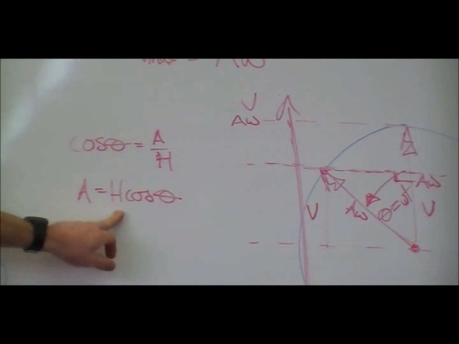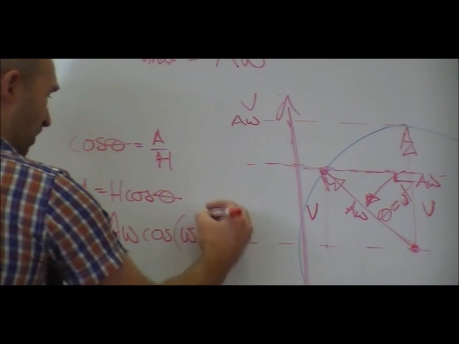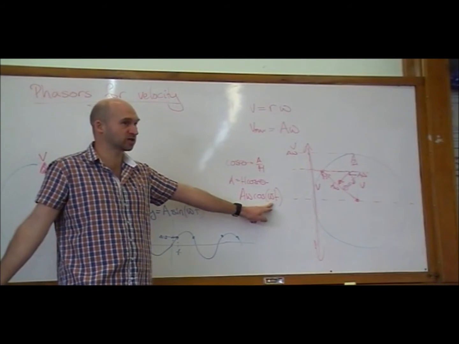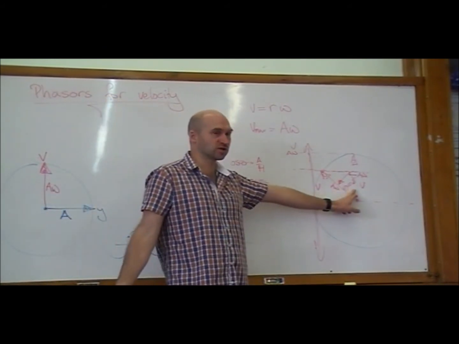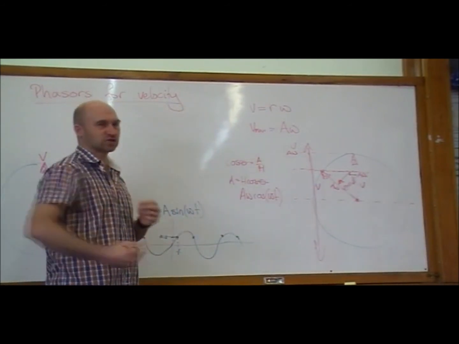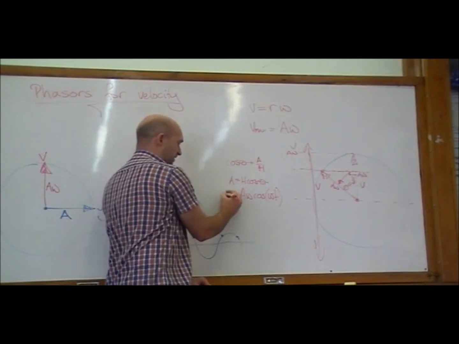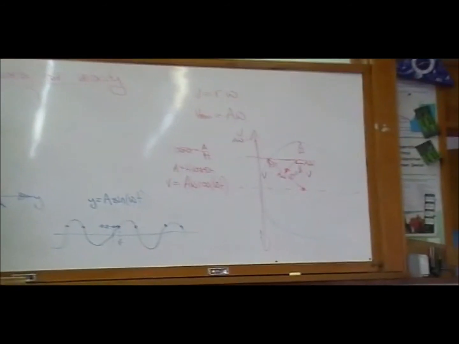How much is the h? A omega. And how much is the theta? Omega t. And notice that we're putting that omega t in brackets, because we're cosing the whole omega t, because angle turned is equal to the rate at which angles are turning times the time. So at any instant, v is a omega cos omega t.